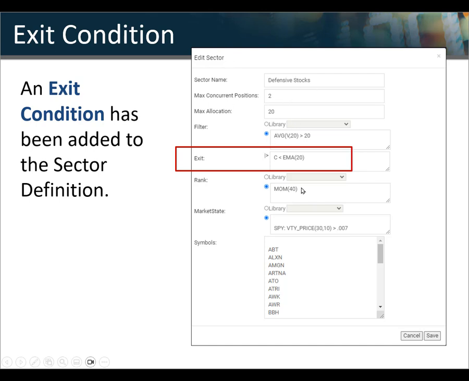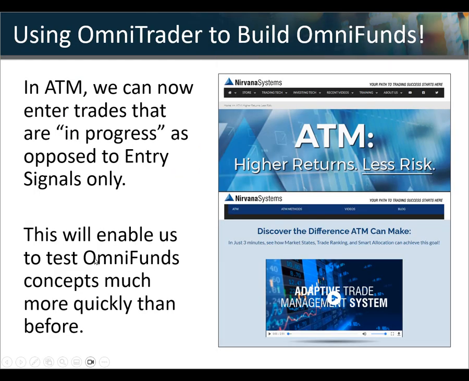And of course, all these different things, the filtering, the ranking, the market state, are all on a sector level. We've added this now. Exit on, I have close less than EMA 20. It could be any condition. So that's there, and we're starting to test that.